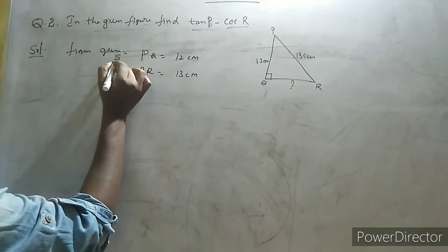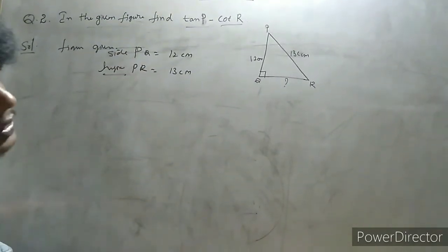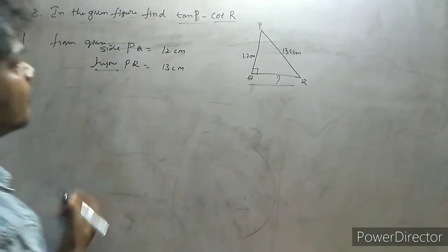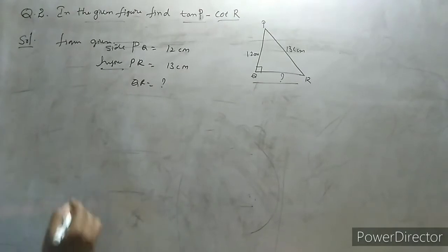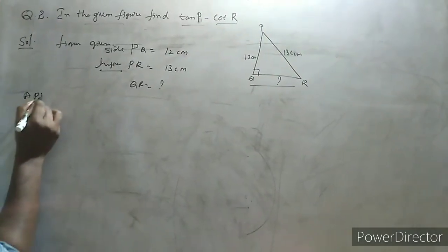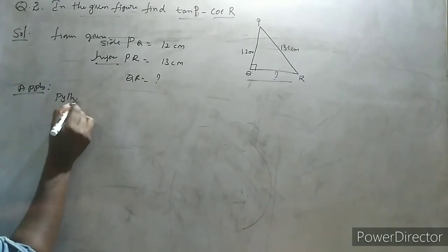That means one side is given, and the hypotenuse is given, but the base, QR, is not given. First of all, to find QR, again apply the Pythagoras theorem.